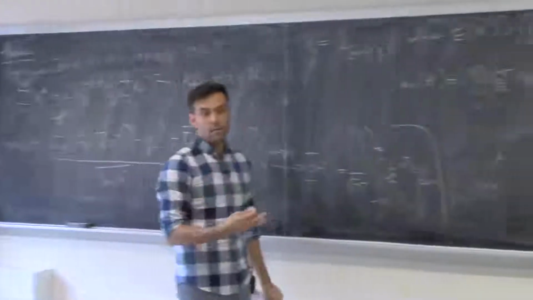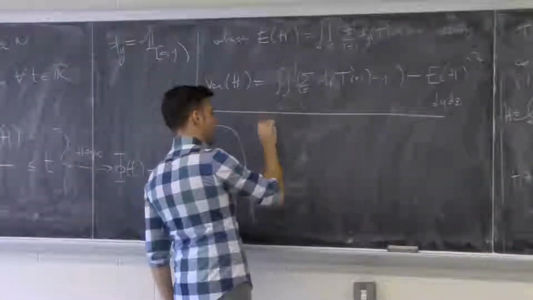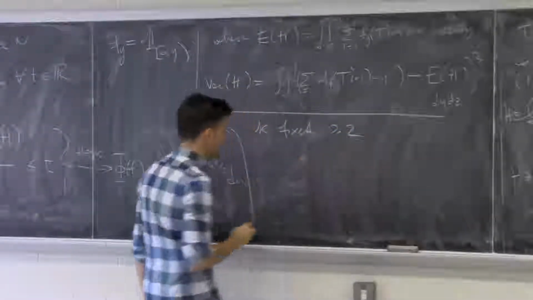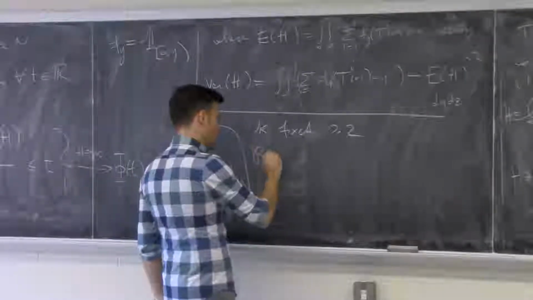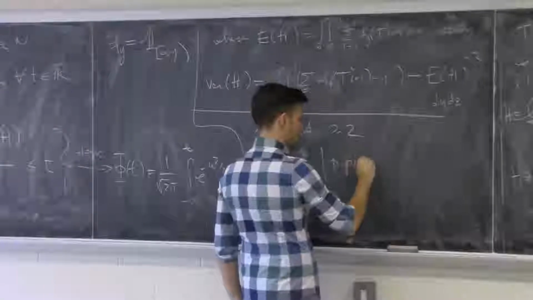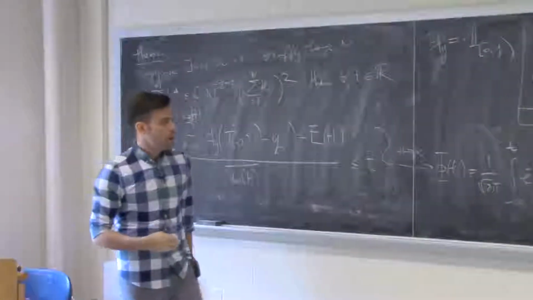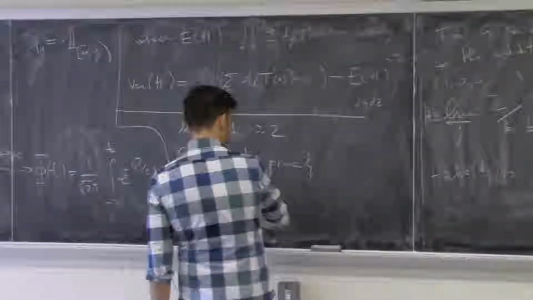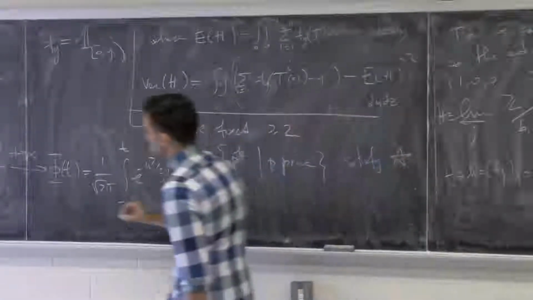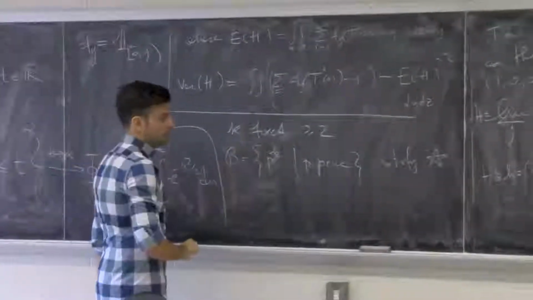So let me give you the example that somehow motivated the whole thing for us. If k is fixed and it's greater or equal than 2, and then you look at your set B, which is the set of p to the k, where p is prime. So these are kth powers of primes, for example, squares of primes. All these satisfy the assumption, this condition here.